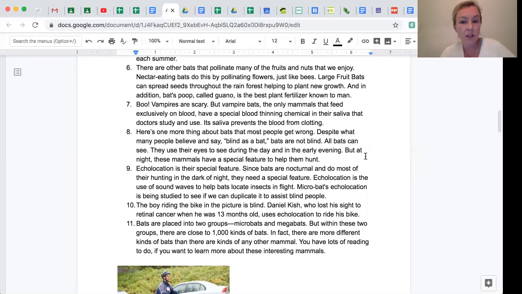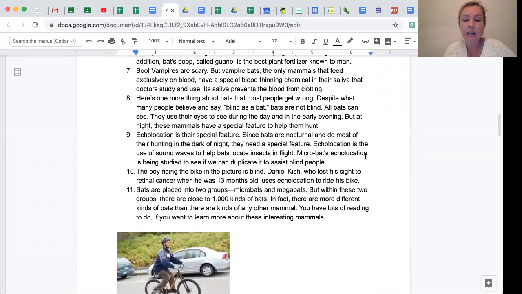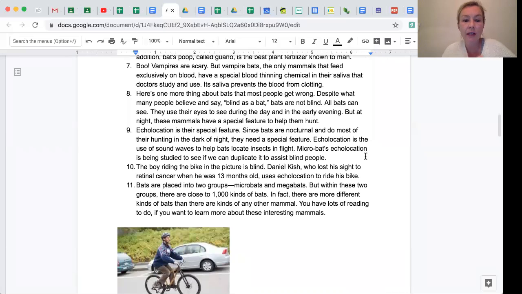Since bats are nocturnal and do most of their hunting in the dark of night, they need a special feature. Echolocation is the use of sound waves to help bats locate insects in flight. Microbats' echolocation is being studied to see if we can duplicate it to assist blind people. The boy riding the bike in the picture is blind. Daniel Kish, who lost his sight to retinal cancer when he was 13 months old, uses echolocation to ride his bike.